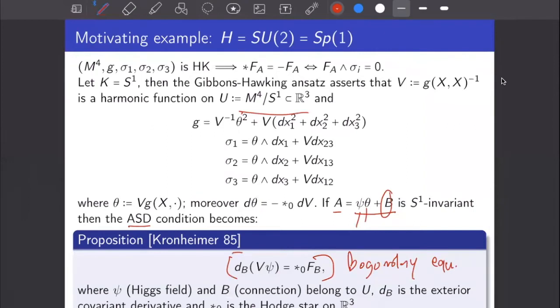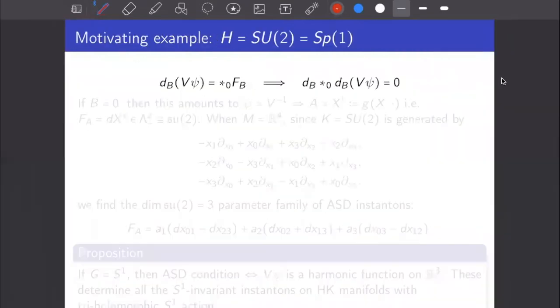Okay, so the point of this construction is that the problem of constructing an instanton on a 4 manifold has been reduced to another system of PDEs on just a 3 manifold, which in this case is just R3. So it's somehow easier to tackle. And here's an immediate consequence of the Bogomolny equation. First, if you apply the Hodge star to both sides and take the exterior covariant derivative, you see that the rescaled Higgs field has to be harmonic with respect to this connection form B.